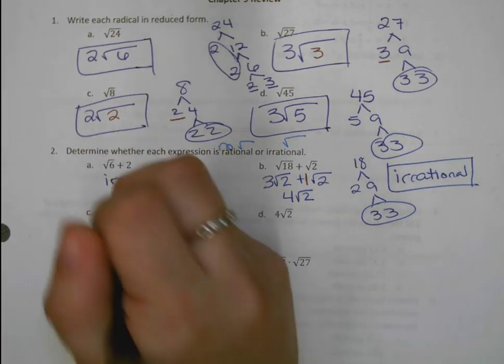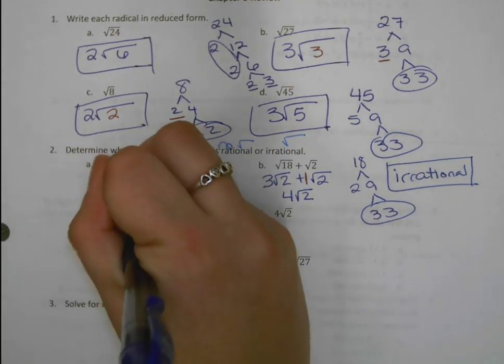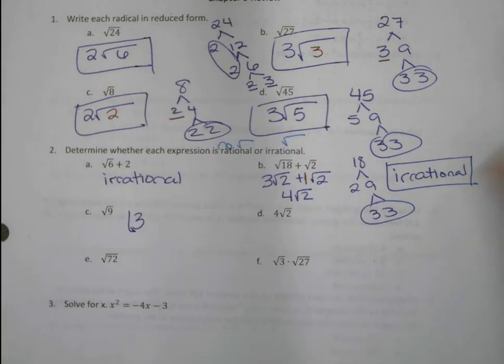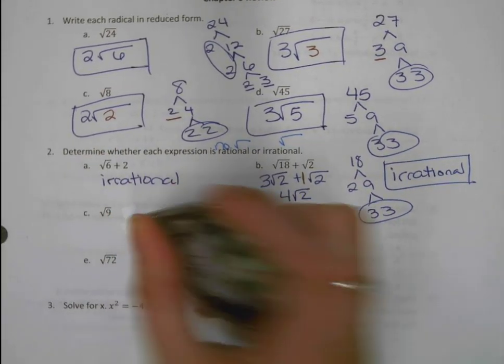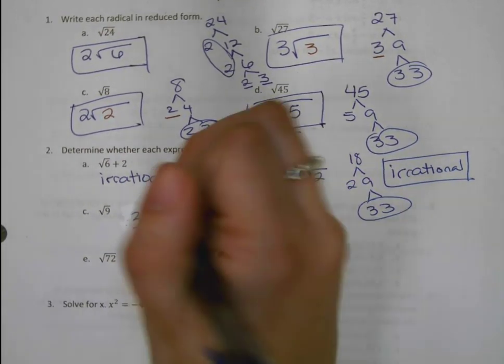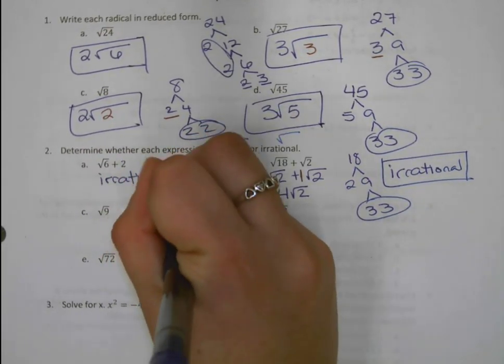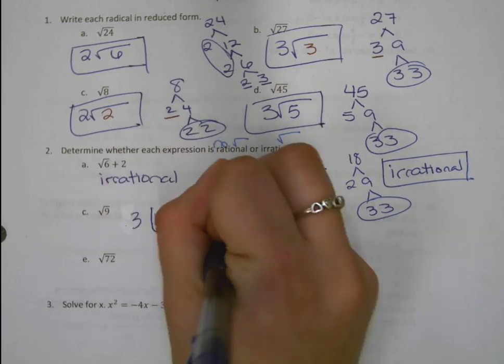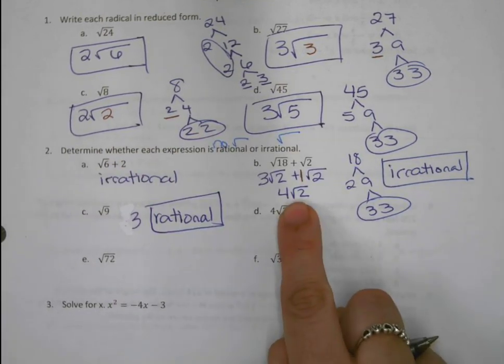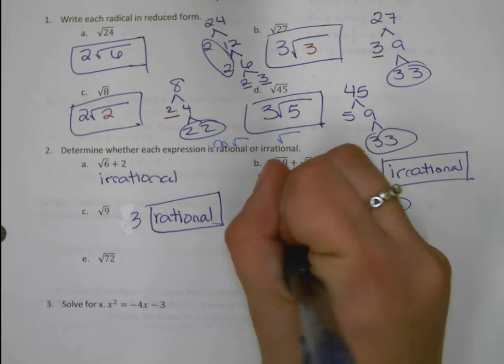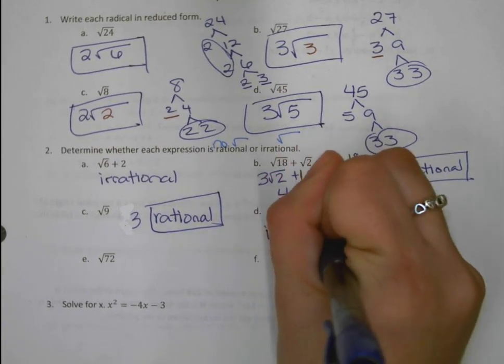Letter C. The square root of 9 is 3. Remember, 3 times 3 is 9. That's not my answer. I'm not looking for the answer. Because I was able to get just a number without a radical, this means this one is rational. 4 square root of 2, as we saw in B, was just irrational. And as long as that square root is still there, it cannot be rational.